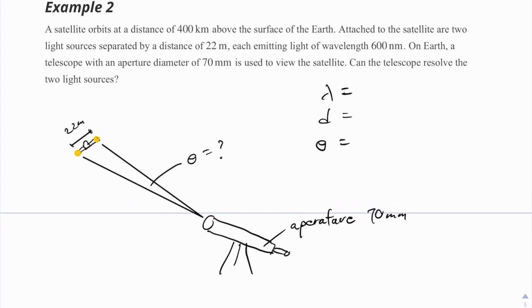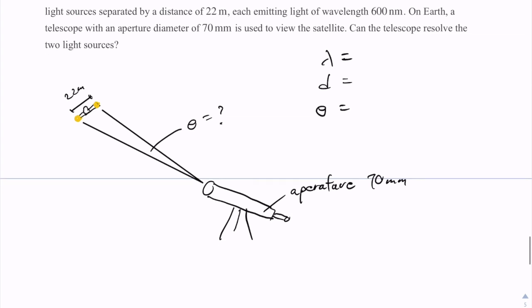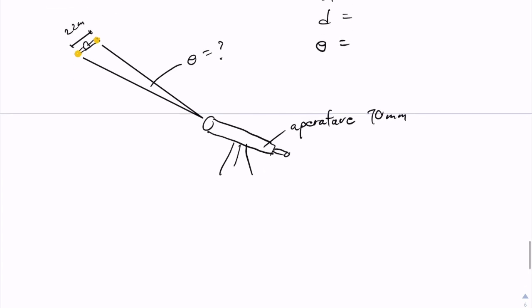Okay, our next example is we got a satellite orbiting at 400 kilometers above the surface of the Earth. There's two light sources attached to the satellite, 22 meters apart. Each light is 600 nanometers. On Earth, the telescope has an aperture of 70 millimeters. So this time, we're asked what is that minimum angle that the light source can be resolved. So if they're far enough, no problem. What happens when they move too close?